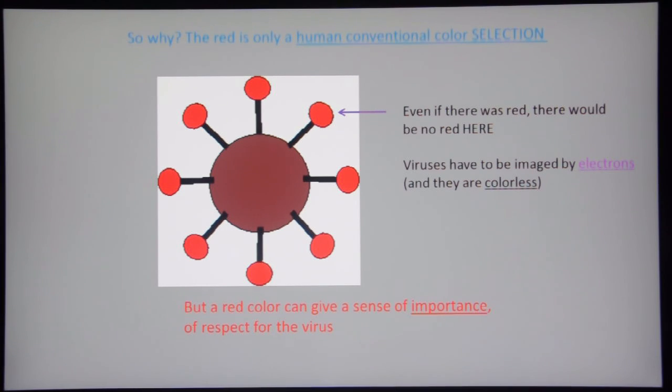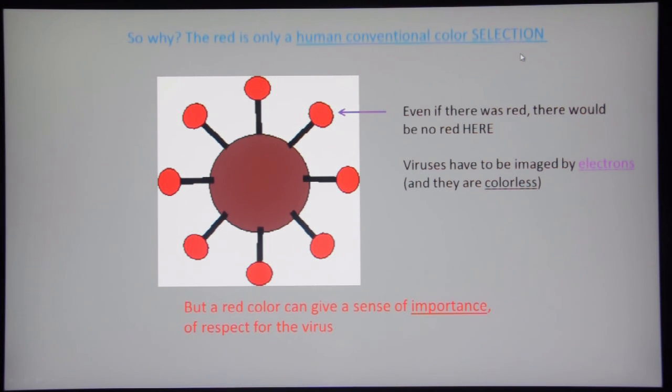In particular, we could see the virus, but how can we do this? We can do this with electron microscopy. And the wavelengths of electrons can be much, much, much smaller, so you can see indeed all these spikes and the virus itself, but these electrons are colorless. So the why is then, the color is given by humans.